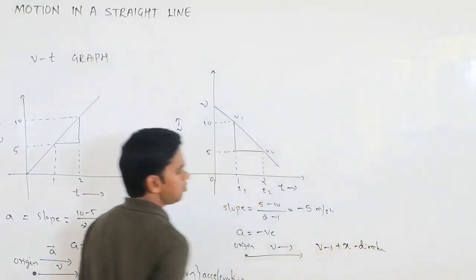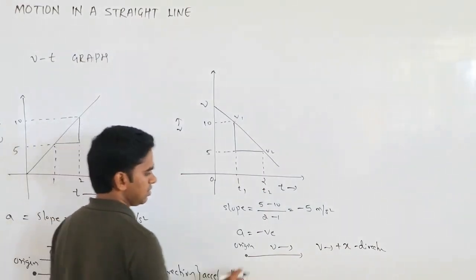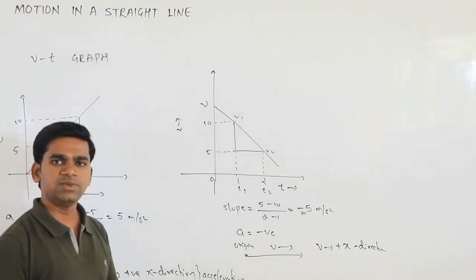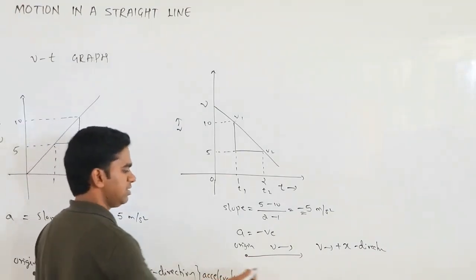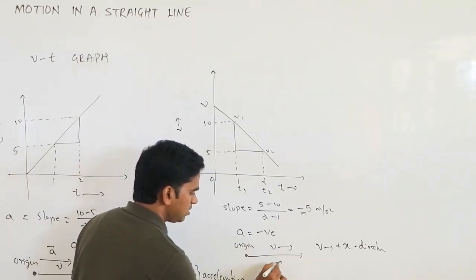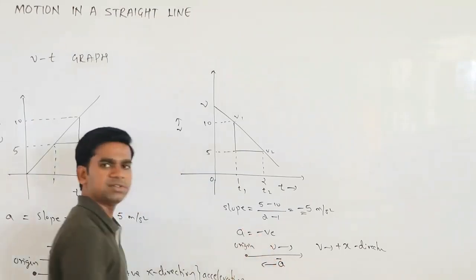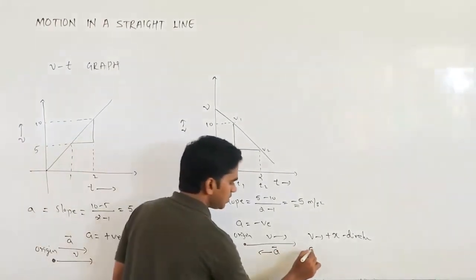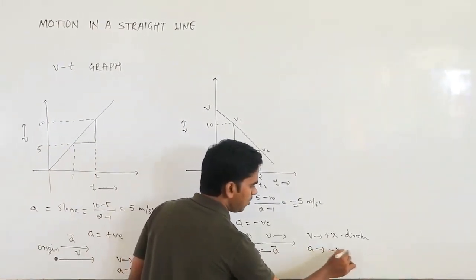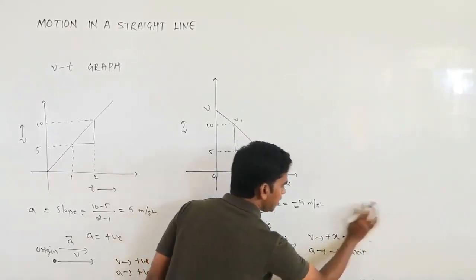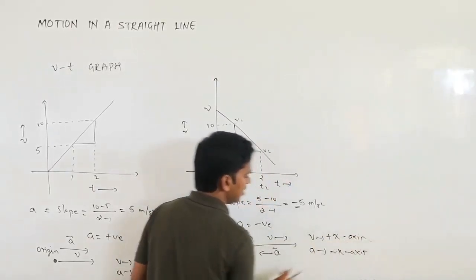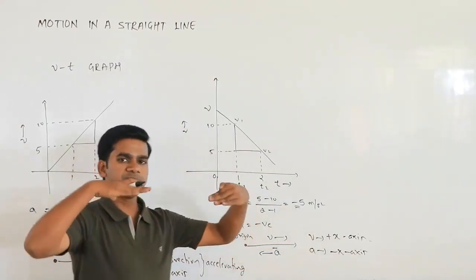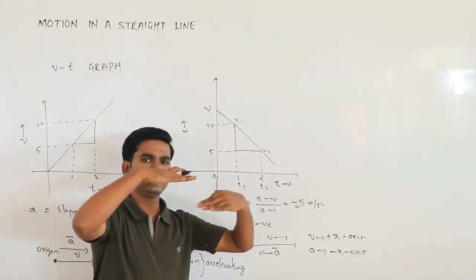Okay, so it is positive x direction. But what about acceleration? Acceleration you are getting negative. Acceleration negative means what? Acceleration is opposite to the v. That means acceleration is in this direction, along the negative x axis. V is along positive x axis, A is along negative x axis. So opposite.